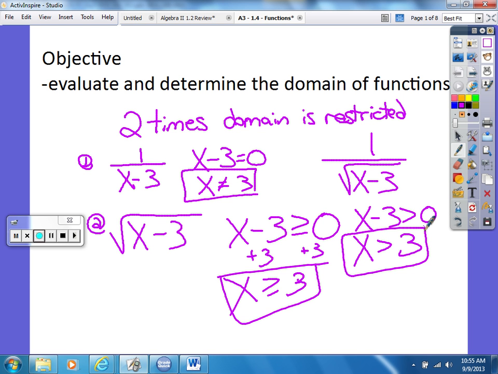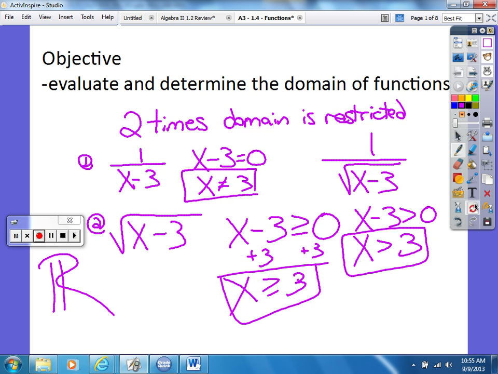Okay. So that's the only 2 times the domain is restricted. Otherwise, what do I write down? So it works for all real numbers. And that is this symbol right here, all real numbers. In case you forgot, it's that famous R with 2 lines in it. That makes sense to everybody? Any questions?